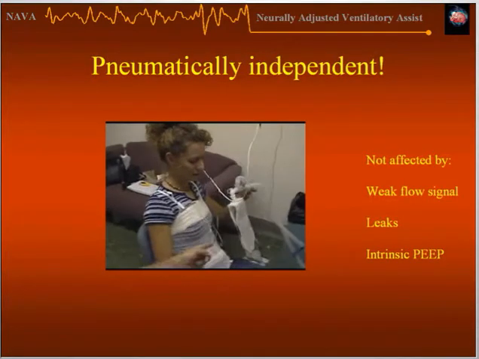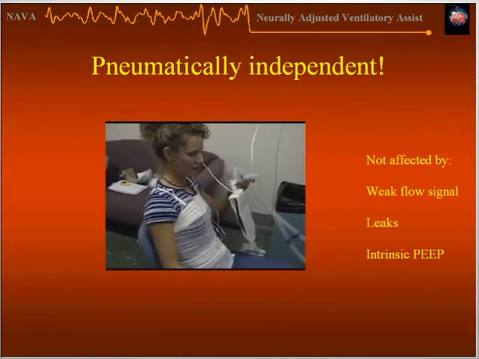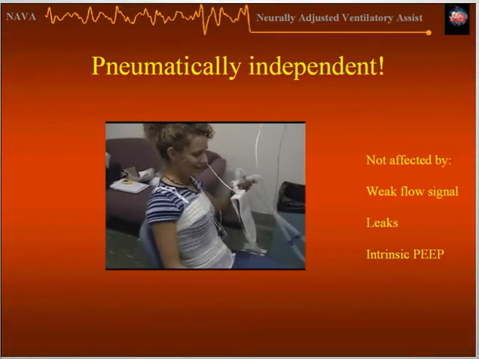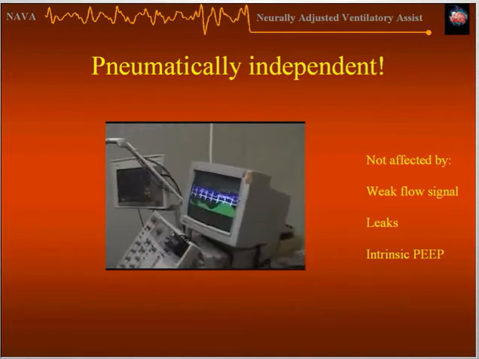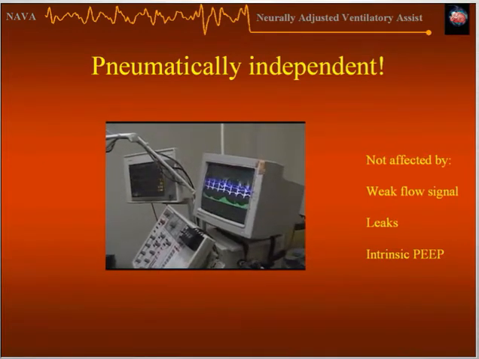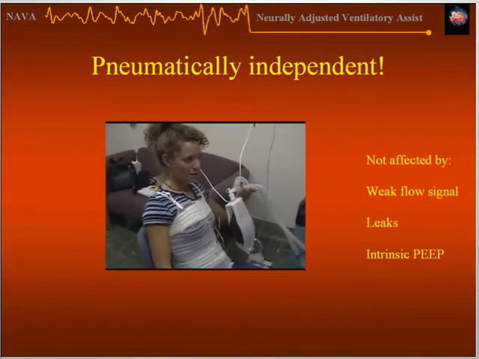Now, to Laurent's topic: do we have a problem with leaks? Do we have a problem with a weak flow signal? Do we have a problem with intrinsic PEEP? Well, this movie shows a person breathing on the NAVA system as it's set up today. This is an early prototype model, made a few years ago. Doesn't matter. And you see the nasogastric tube.